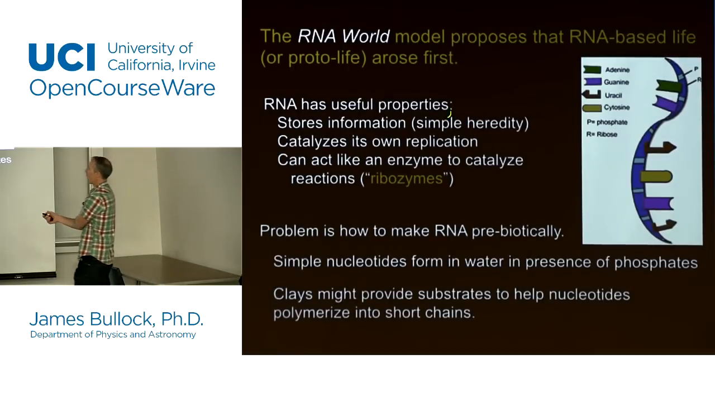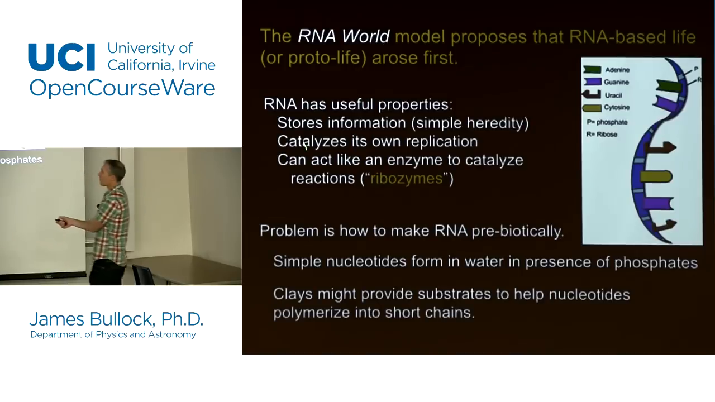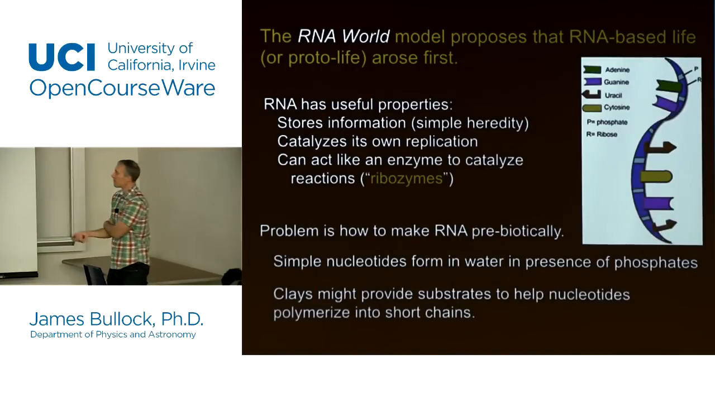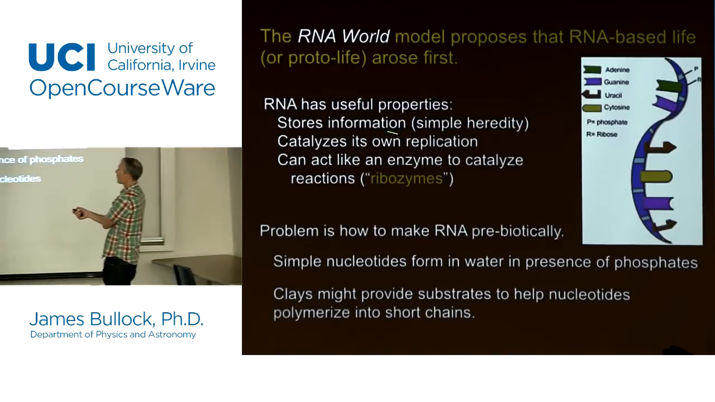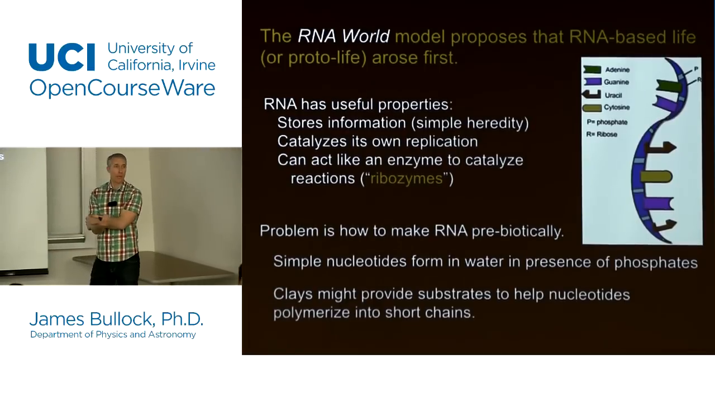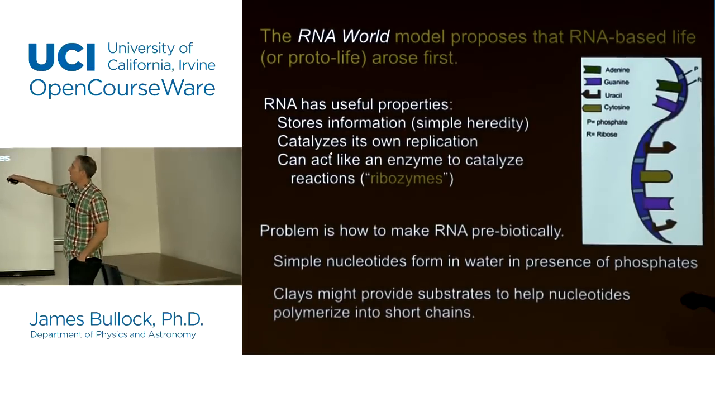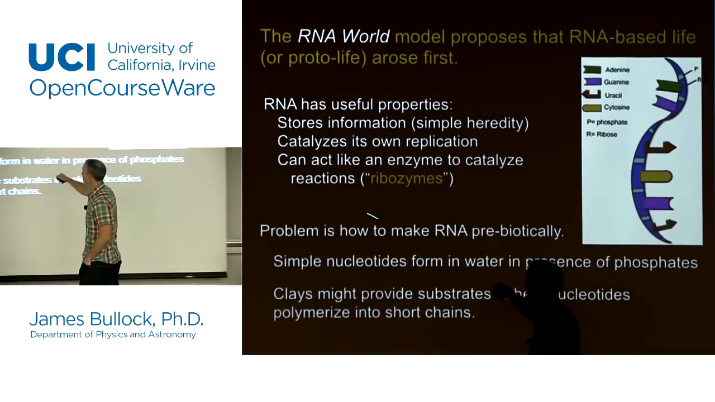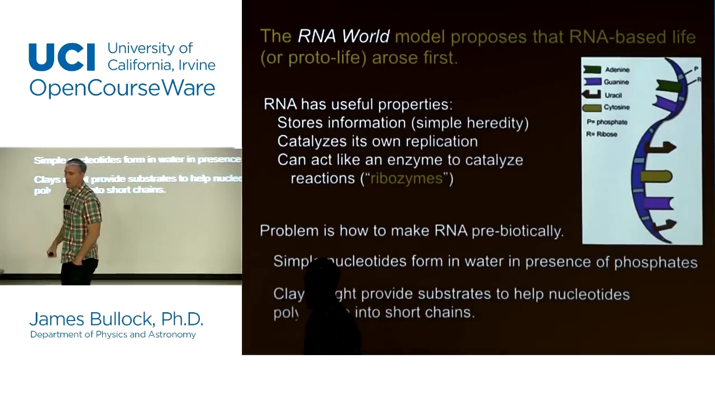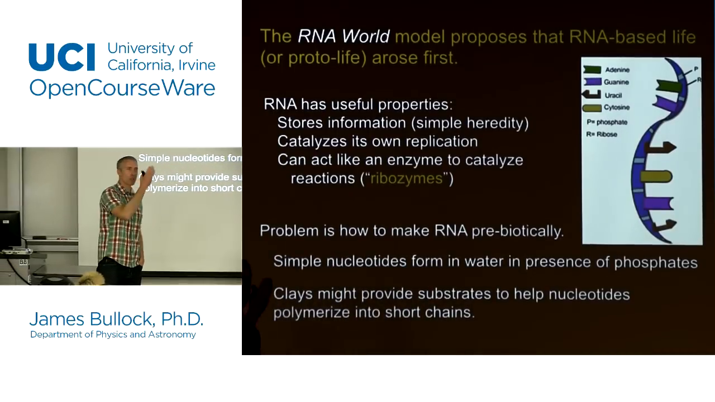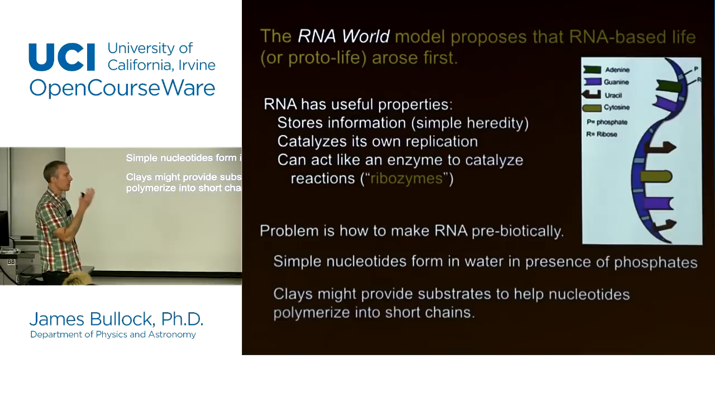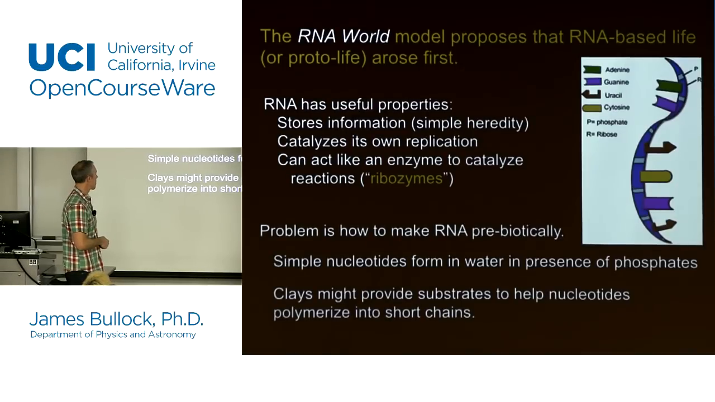This is an idea that's come about because RNA, for example, is simpler than DNA. Okay? RNA also stores information. So in principle, you could have simple heredity with just RNA. Okay? It catalyzes its own replication. And so you can imagine that you have something that's just an RNA strand that sort of acts in some way like a very simple form of life.